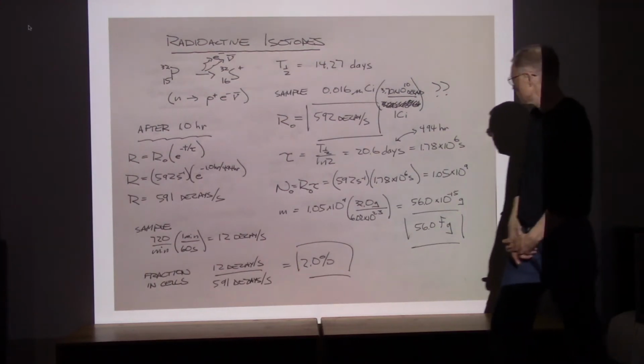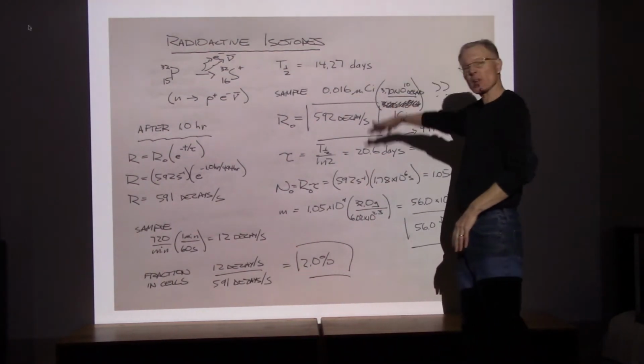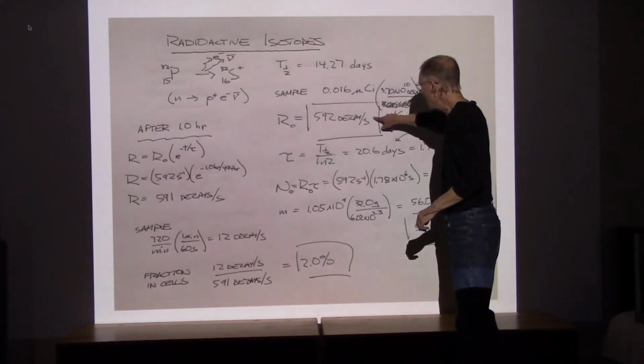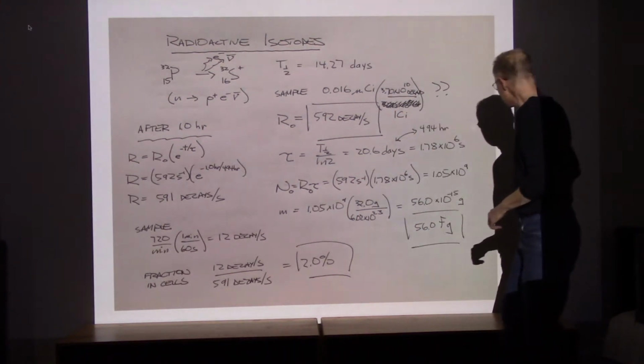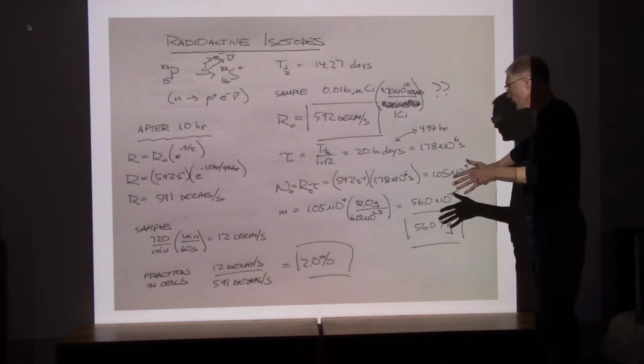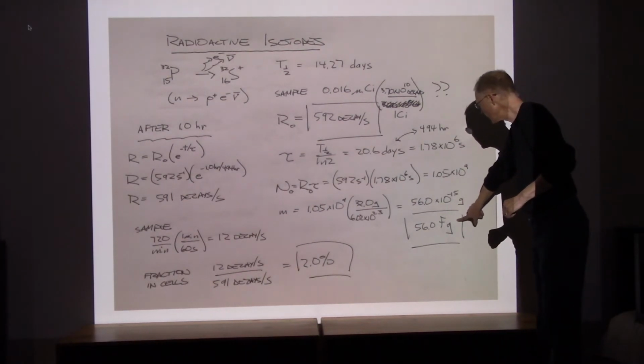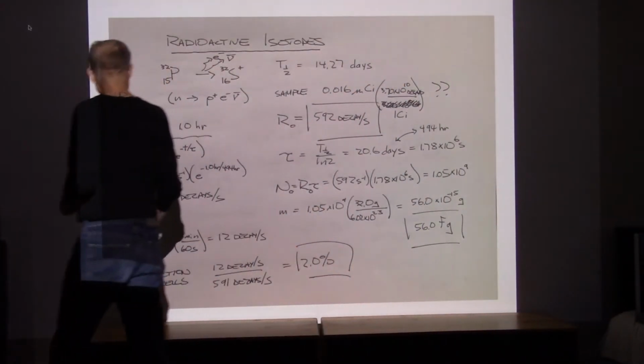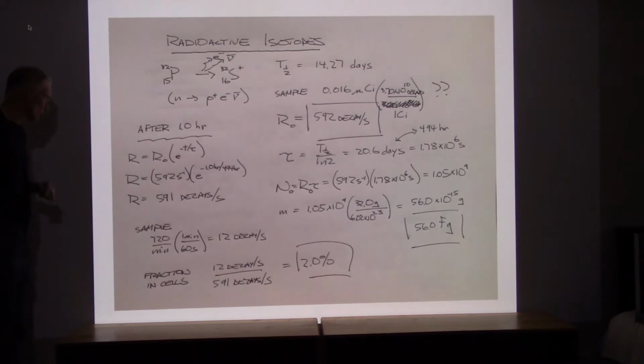All right, so I think these are the important things that come out from this problem. How many decays per second were there? How many nuclei were present in the sample? And how much mass did they have? How many grams or femtograms of phosphorus 32 were there?